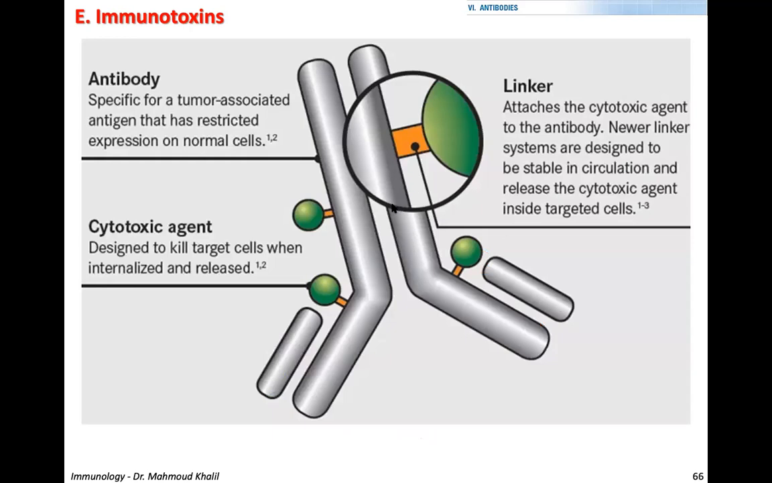So you can see how this occurs. Here is the basic structure of the antibody. The cytotoxic agent that will kill the specific cell of interest, the target cells, can be linked to the monoclonal antibody via a linker that attaches the cytotoxic agent to the antibody. This linker should be designed to be stable in the circulation and not affected. And once it reaches the target cell, it can release this cytotoxic agent to kill the target cell.